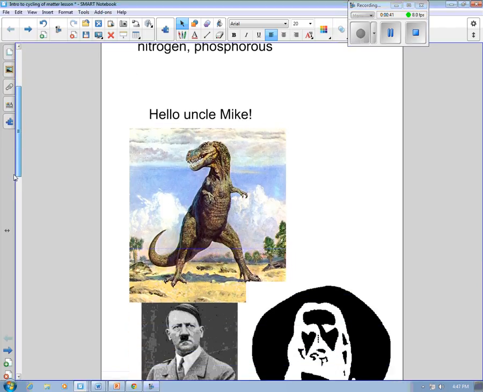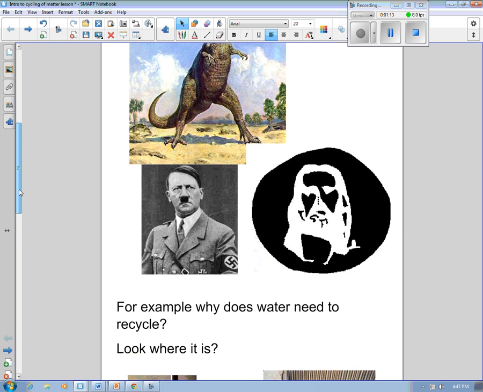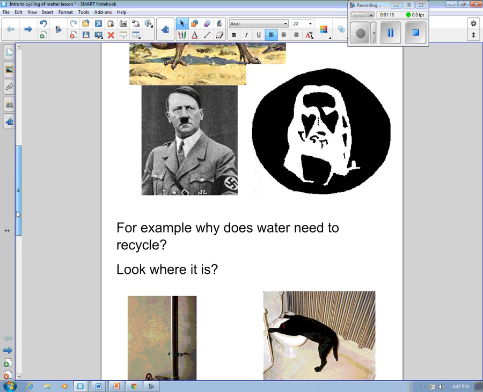Next, you have a picture of a T-Rex, Adolf Hitler, and an optical illusion that, when done properly, would show you an image of a figure that might represent Jesus. And simply the idea is that all of the molecules like carbon and nitrogen that might have been found in these characters might also be found in you. And so in some senses, we might call them your relatives in a very loosely based way.